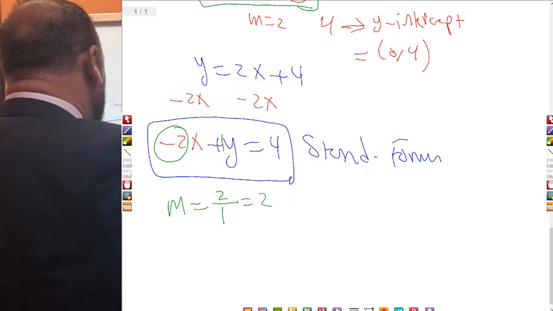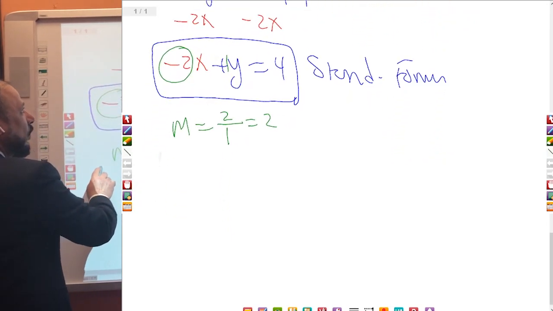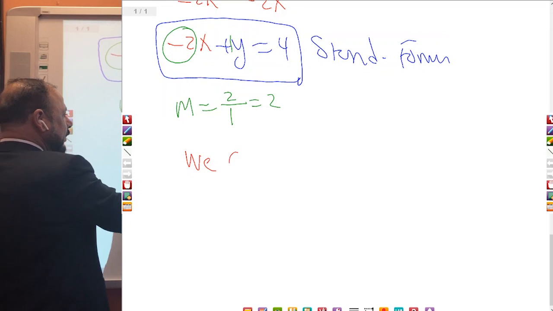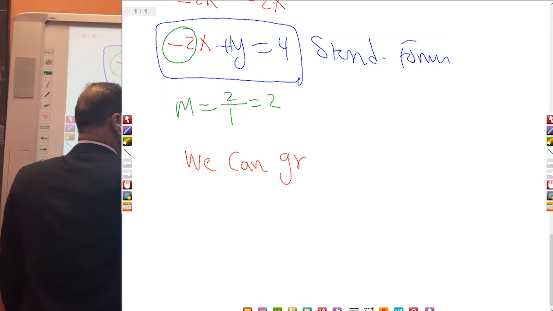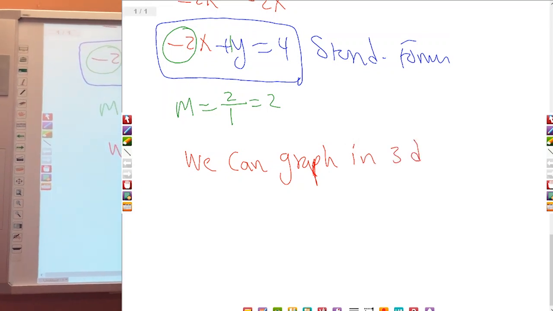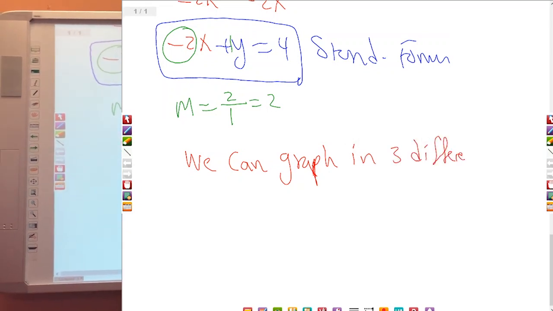We can graph in 3 different ways. We can graph in how many ways? 3 different ways.